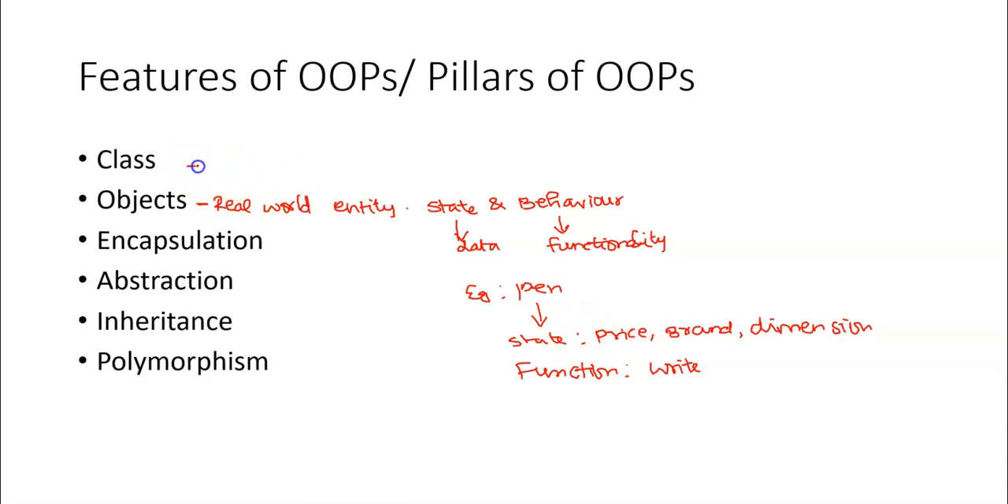What is meant by a class? A class is a collection of objects, or we can say it is a blueprint to create an object. It is a template or blueprint to create an object.